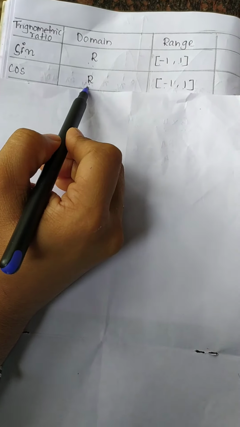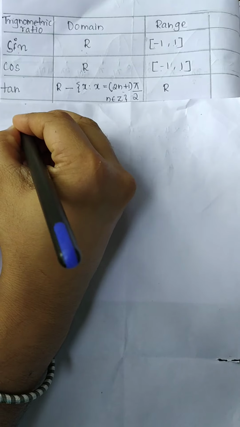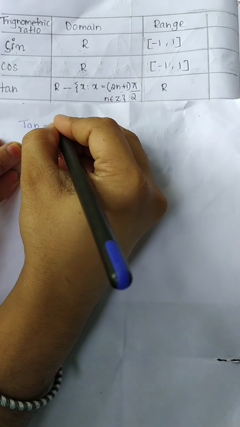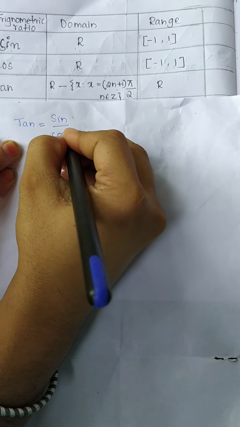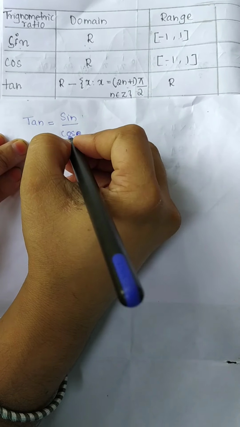Then what is the next trigonometric ratio? The next trigonometric ratio is tan. What is tan? Tan is the ratio of the sine and cos functions. Then what is the case of cos?